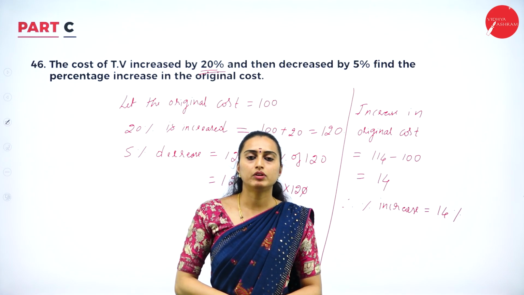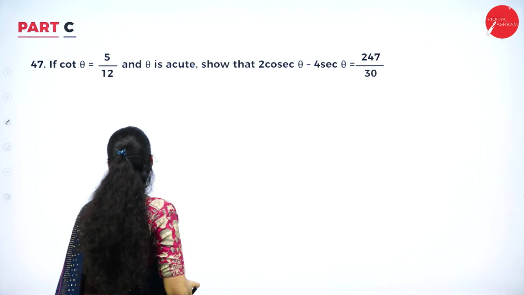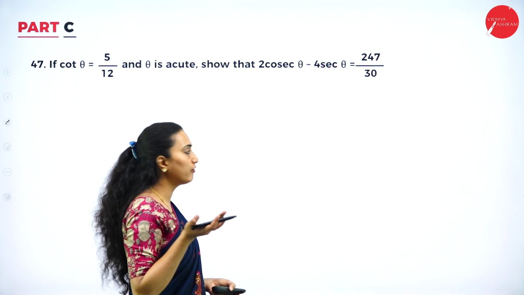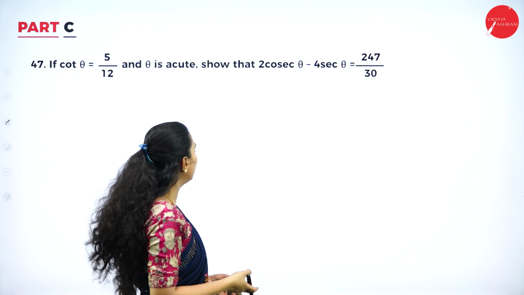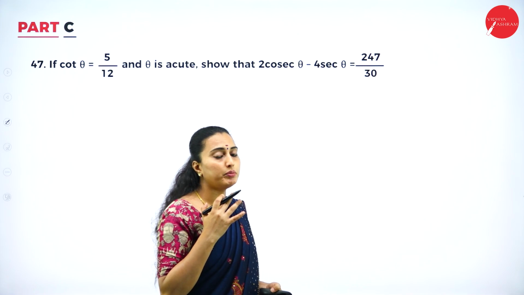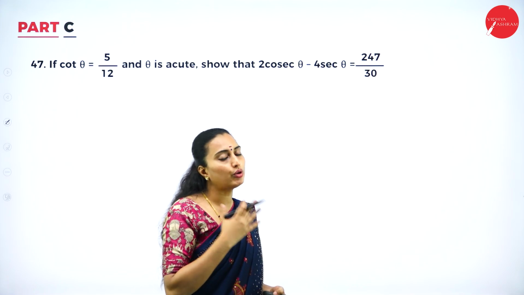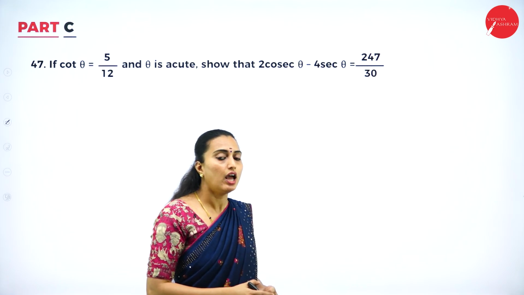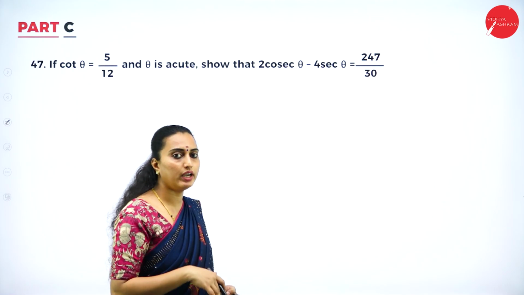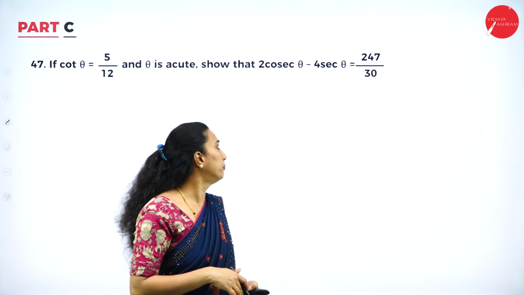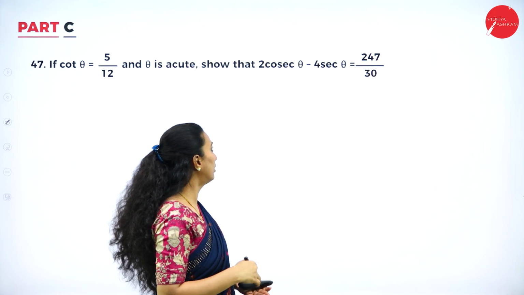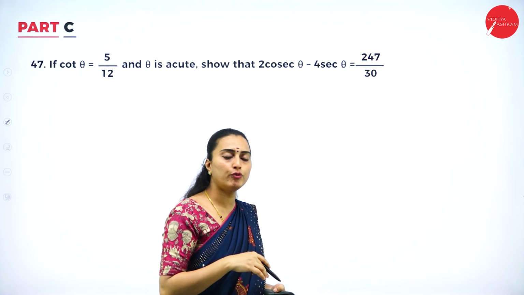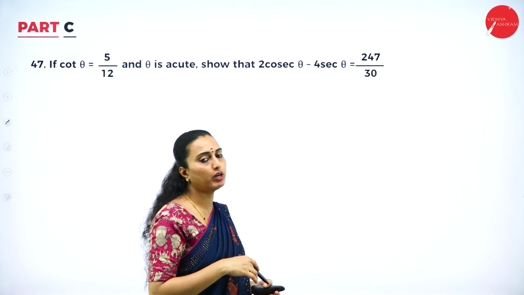Okay. Now we'll be moving on to the next question, dears. What they've asked, the 47th question: if cot theta equals 5 by 12 and theta is acute, meaning it will be in the first quadrant. Okay. 0 to 90 degrees is known as the acute angle. Above 90 to 180 is the obtuse angle. Now show that 2 cosecant theta minus 4 secant theta is equal to 247 divided by 30.